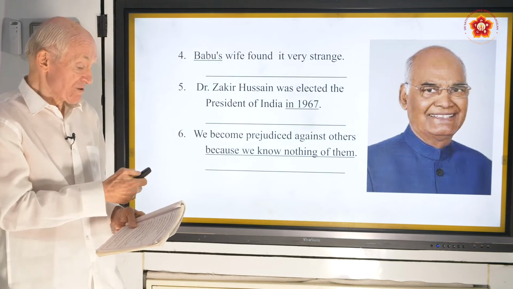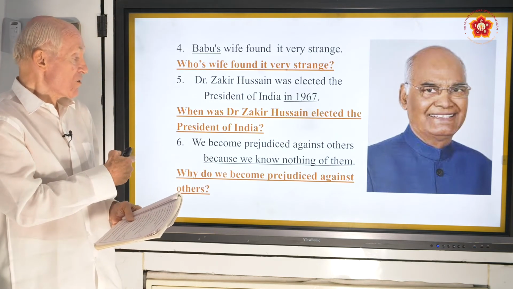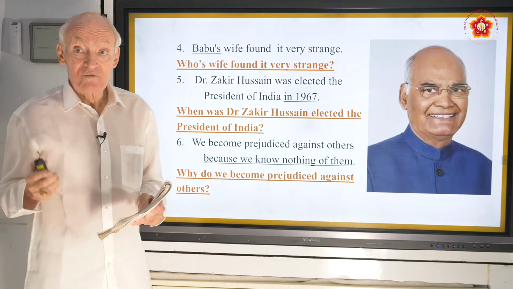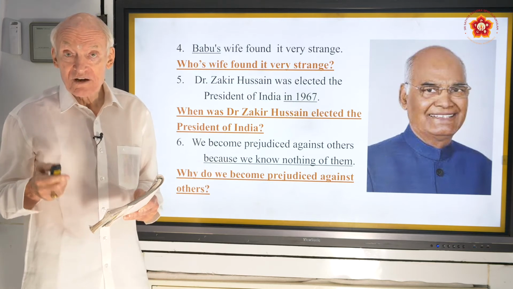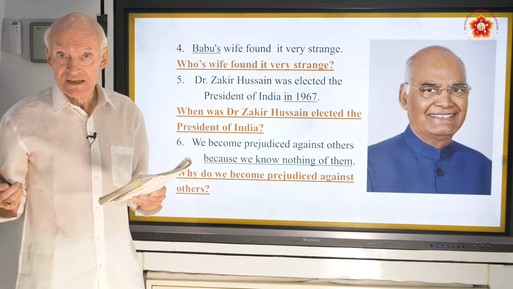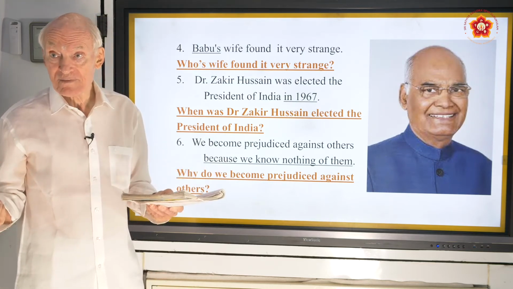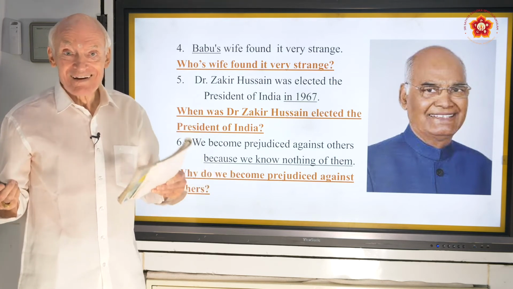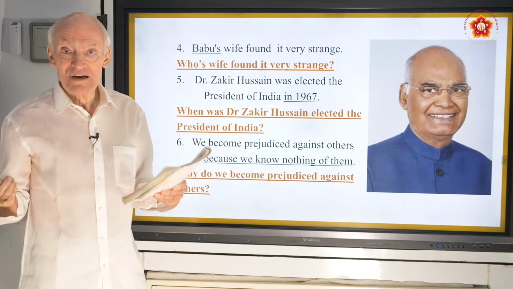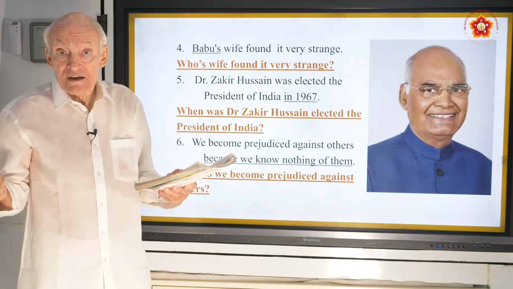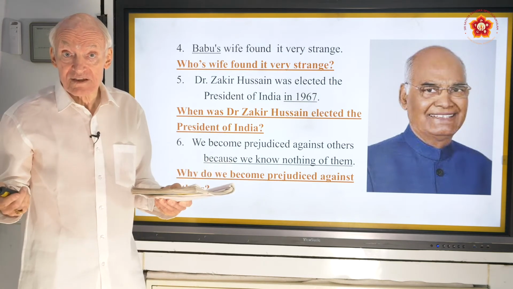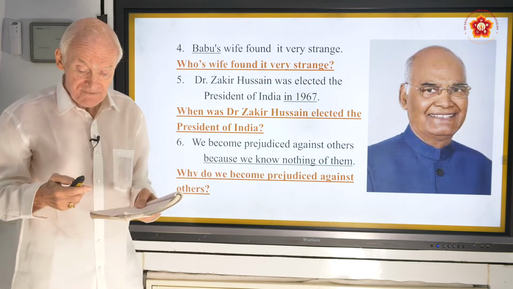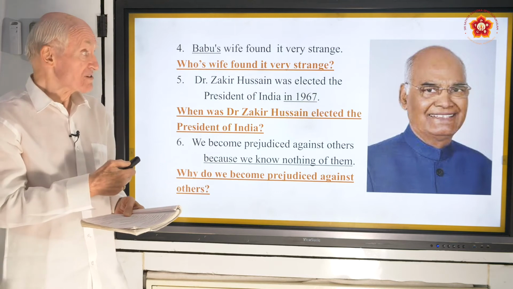Let's see if that's the right question. The question is, why do we become prejudiced against others? So from this question and answer, we are not going to be prejudiced against anybody until we find out about them. We're going to treat them as neutral, no matter what color they are, no matter what religion they are, no matter what country they're from. We're going to ask about them. We're going to be interested in them. We're going to give them the benefit of the doubt. We're not going to be prejudiced against them. Let's go ahead to a few more examples.